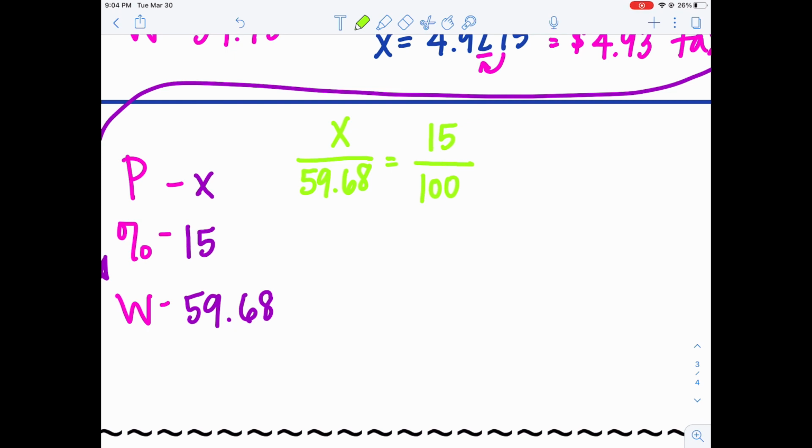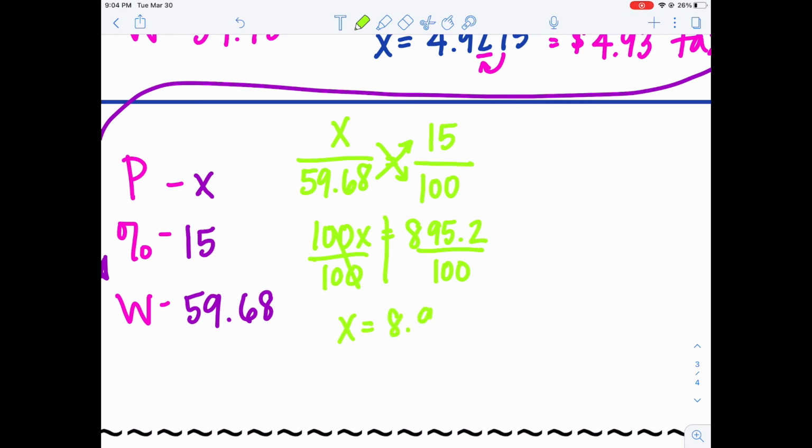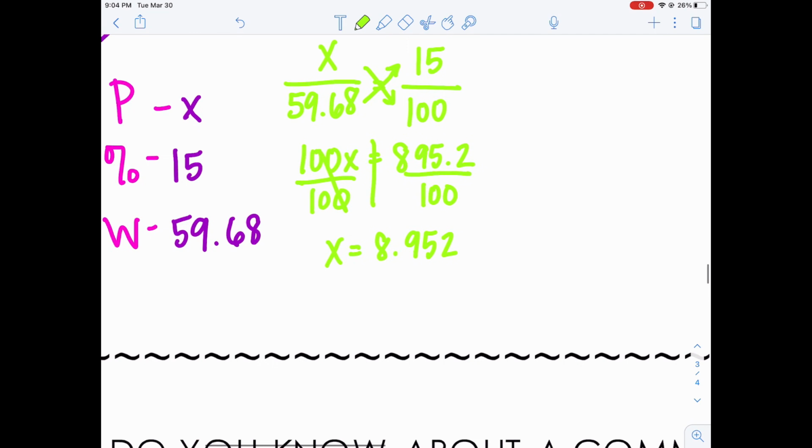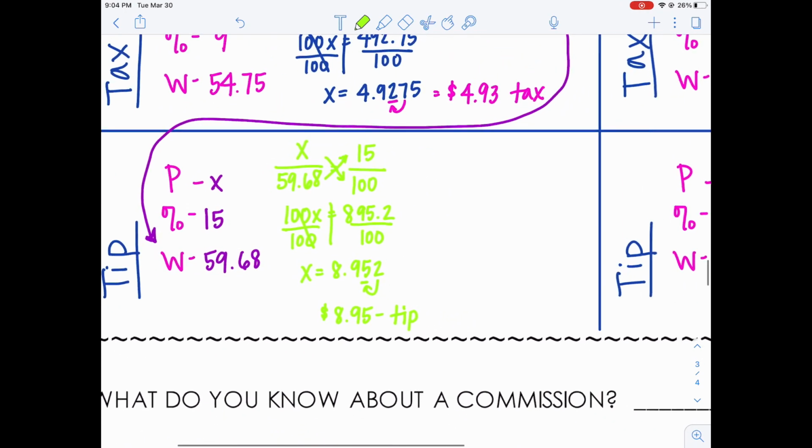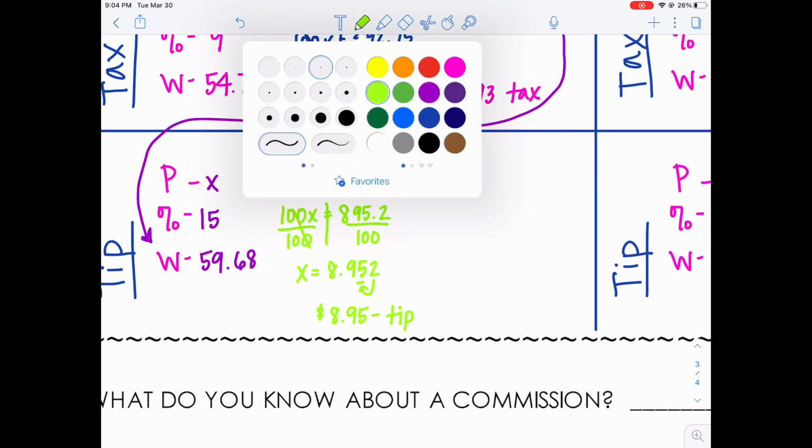Using cross multiplication to solve, I'm going to do 100 times X, which is 100X, and $59.68 times 15 equals $895.02. Dividing both sides by 100, I am now left with X equals 8.952. I need to round this correctly to 2 decimal places. The 2 tells the 5 to stay. So this is $8.95 as a tip. The very last thing we need to do is go back and calculate our total amount.